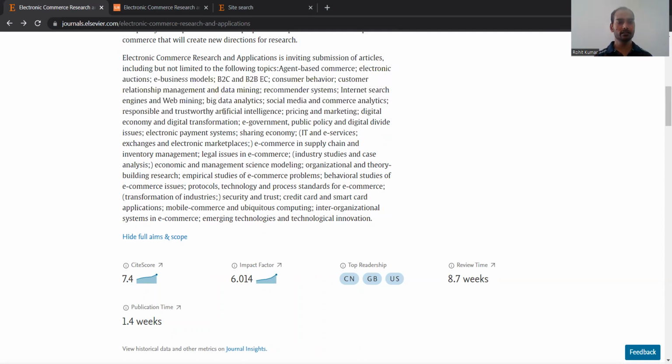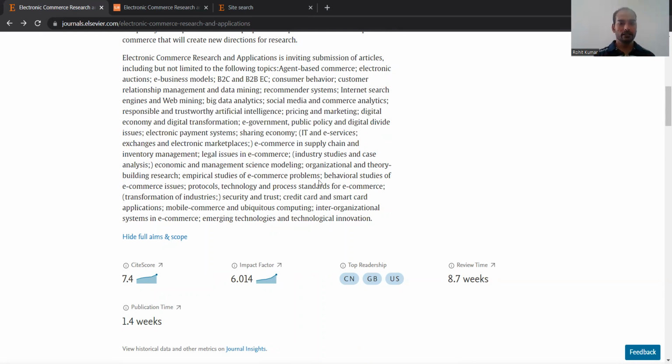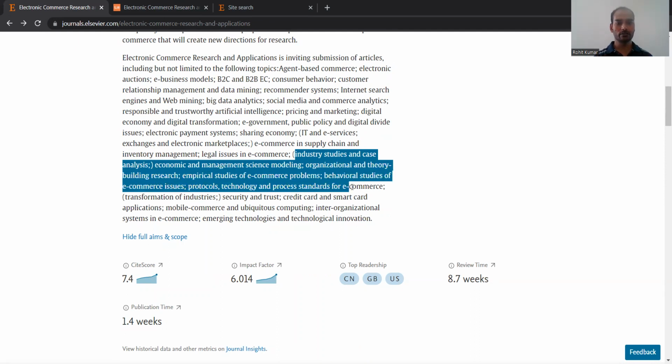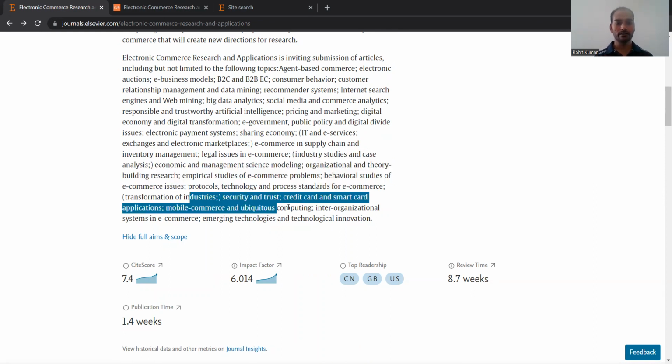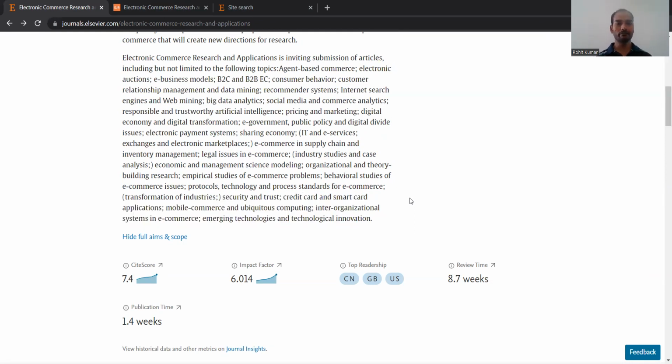Then social media, e-commerce analysis, artificial intelligence, pricing, marketing, economy, digital transformation, sharing economy, IT services, exchange, electronic marketplaces. And then industrial studies, case analysis, e-commerce problems, behavioral analysis, transformation of industries, security, trust, credit card, smart card applications, mobile commerce, ubiquitous computing, inter-organization systems, emerging technologies, and technological innovation. I think it's a very good mixture of multiple domains, and obviously that's why it's an interdisciplinary journal.